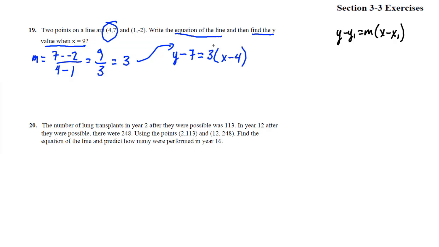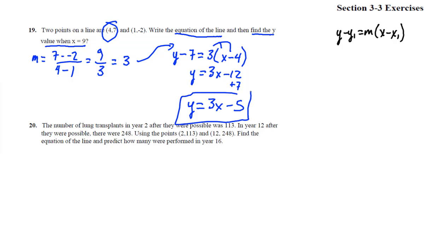All right, let's simplify it. Distribute this 3 through, and we get 3x minus 12. Add that 7 over. That's important. So we get y by itself. We now have y equals 3x minus 5. Excellent. So that's the first part. We found the equation of the line. Now use this equation to find y.